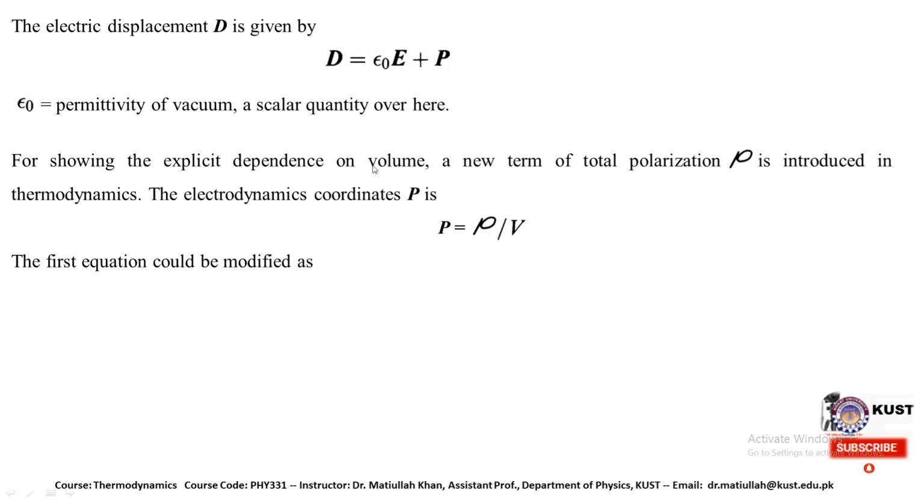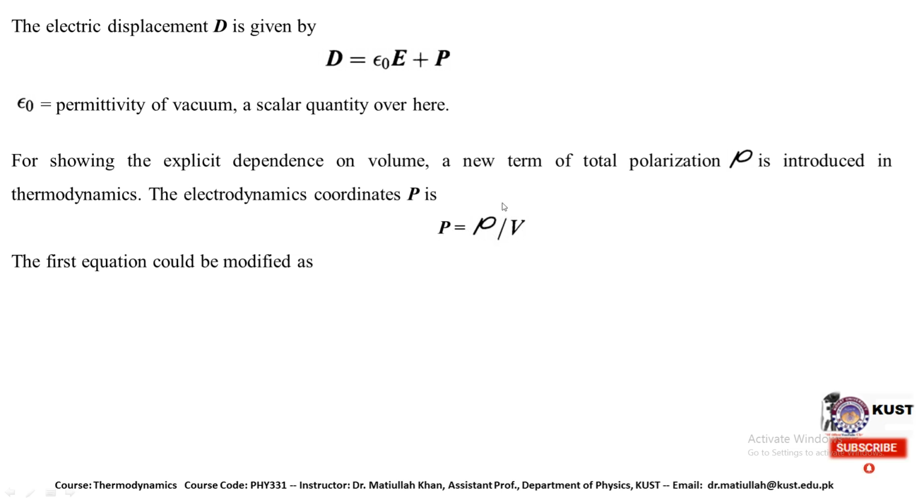To show the explicit dependence on volume, a new term is introduced that is called the total polarization, and there is some relationship between the total polarization and the dielectric polarization. That is actually the only polarization, because we want to introduce some coordinate that has explicit dependence on volume. So here we see that the relationship between the polarization and the total polarization is that the polarization is equal to the total polarization divided by the volume.